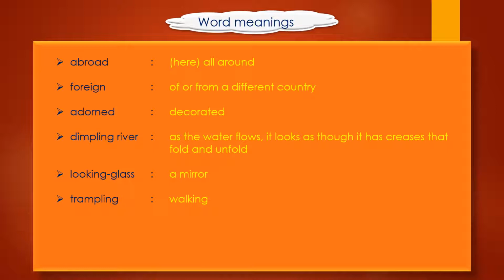and the next word is trampling. Trampling means the dusty roads go up and down with people trampling into town. It means the people were walking. The child saw that on the dusty roads people were walking, and they were going into the town, isn't it? So the people were walking through the dusty roads. So trampling means walking. Now let's see the next word.